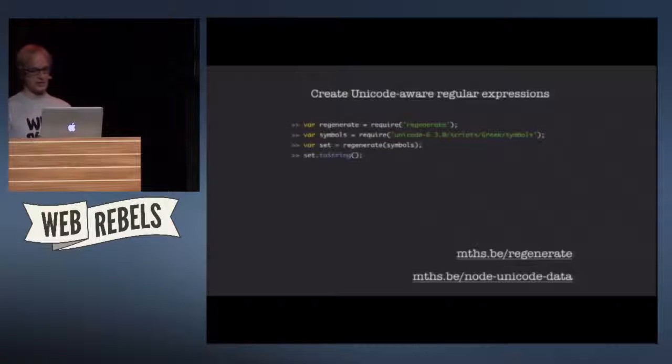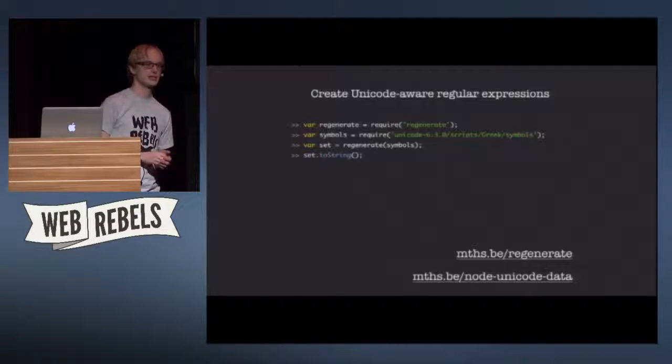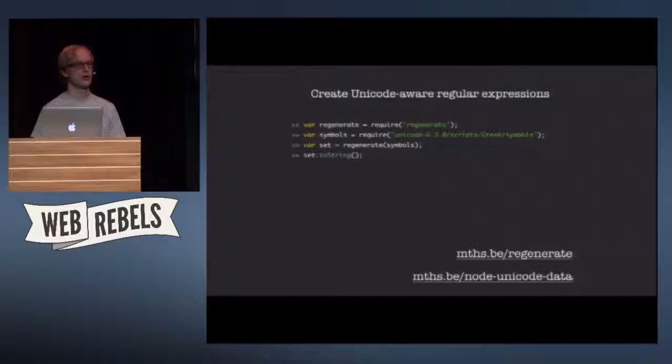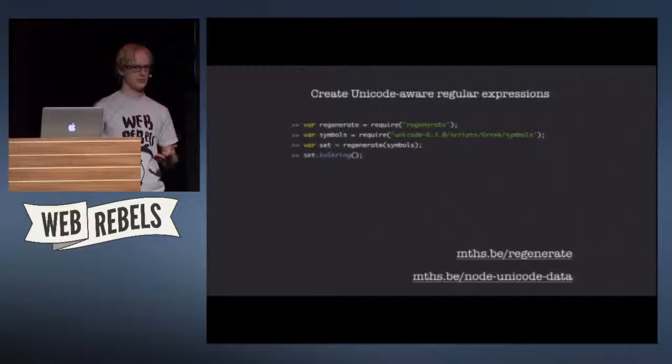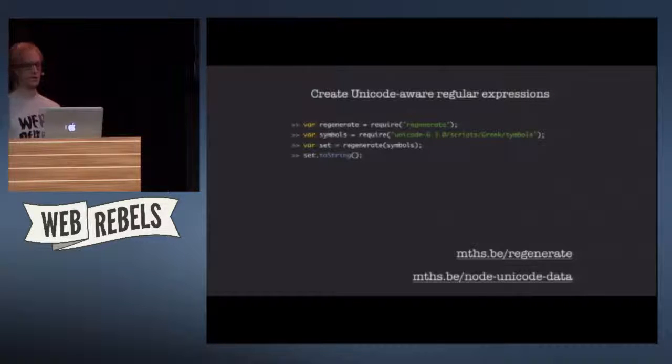Here's another example. Let's say you need a regular expression that matches all the Greek symbols in the Unicode standard, because that's another thing that the Unicode standard does. It categorizes a lot of symbols and code points based on their properties and scripts and blocks and things like that. And there are NPM modules that contain all this data straight from the Unicode database as simple JavaScript arrays, so you can use this as part of your build scripts directly.